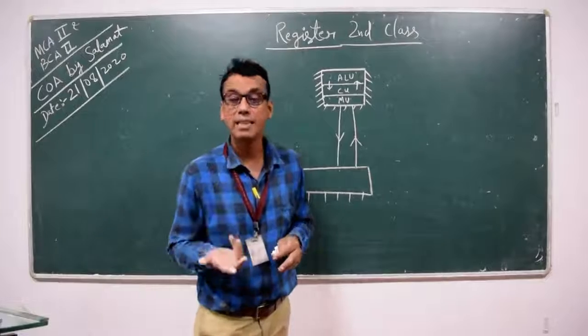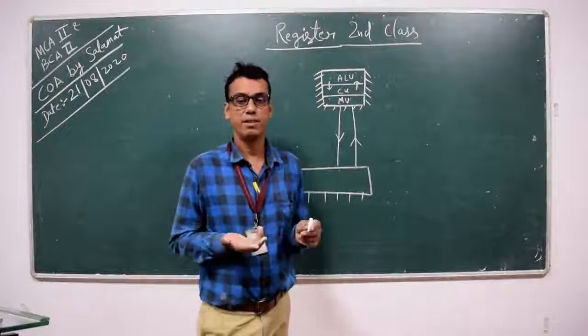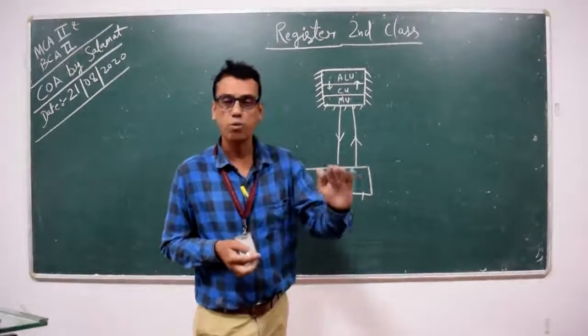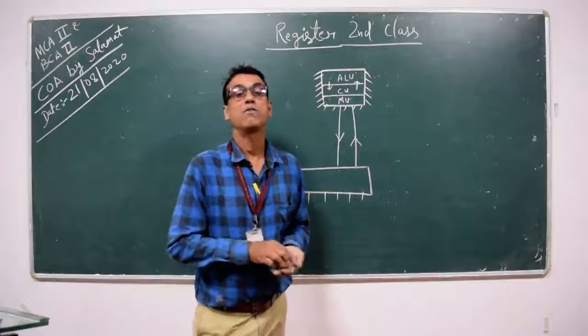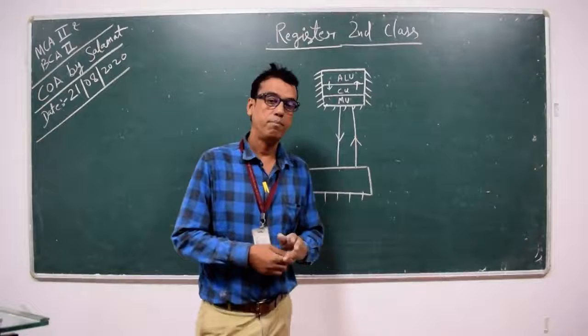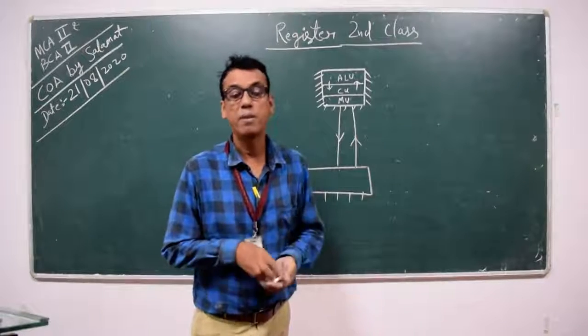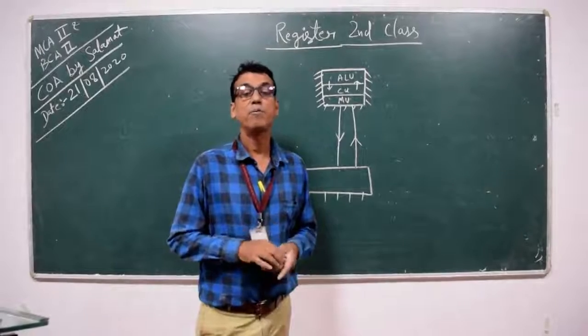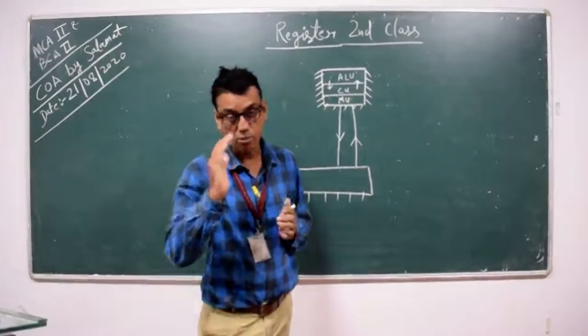User visible registers, user invisible registers. Those registers which a user can see and use are known as user visible. In the same manner, on the basis of purpose, we can classify the register memory. And we came to know there are two types on the basis of purpose.